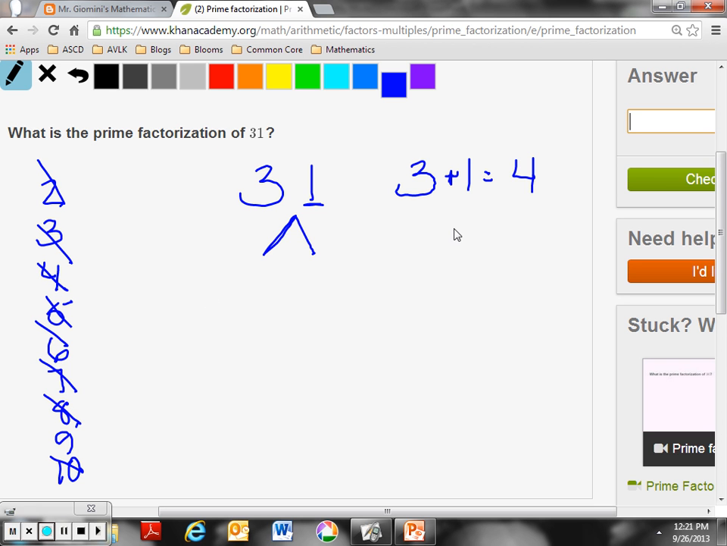9. 9 is the same trick as for 3. I add the digits together. 3 plus 1 again is 4. Now, 4 is not a multiple of 9, so 9 won't work. So this number is prime already, so I just type in 31.